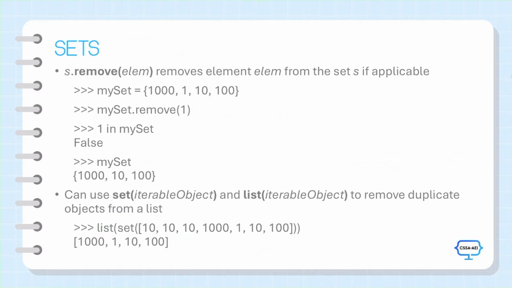Okay. Similar thinking. We have a remove function that removes an element from the set if it's in there. So here I removed 1 from my set. So now my set looks like 1,000, 10, 100. So if I ask, is 1 in my set, it's going to return false, because we modified the original set. You can see that here as well.